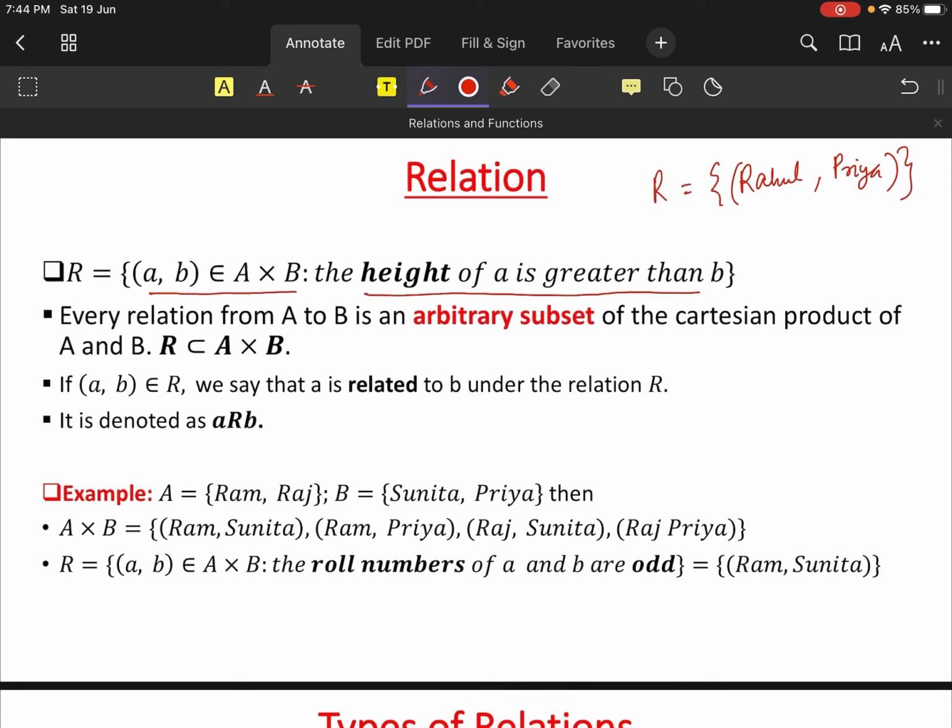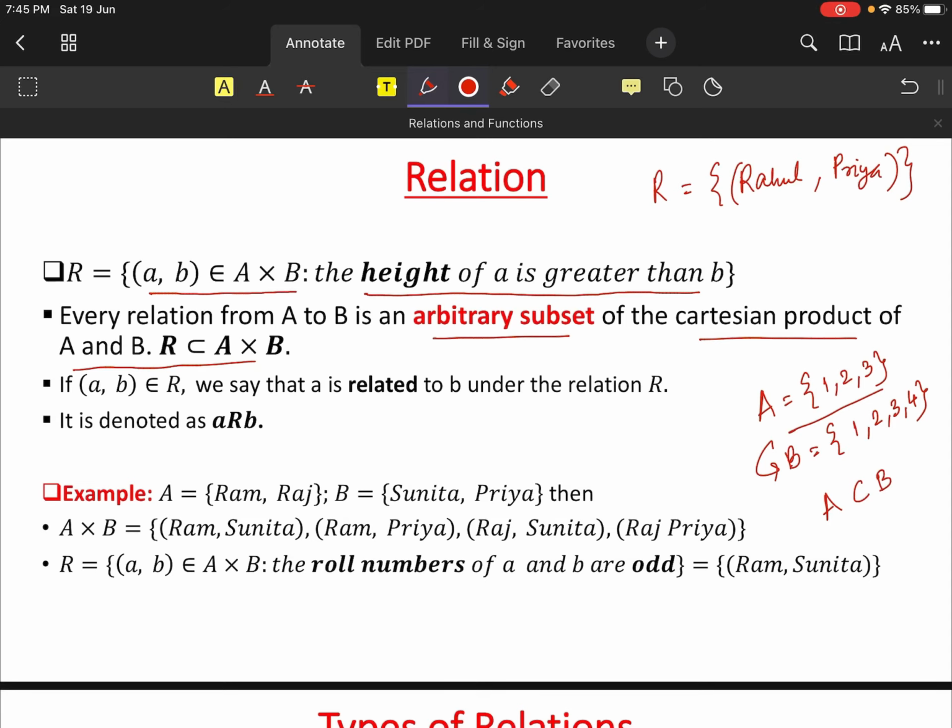So every relation from A to B is an arbitrary subset of the Cartesian product of A and B. Now what is a subset? If I have a set A, which has 1, 2, 3, and we have another set B, which has 1, 2, 3, 4, you see here all the elements of A are present in B, right? So A becomes the subset of B. If all the elements of one set are present in another set, then we can call that set a subset of the other set, right?